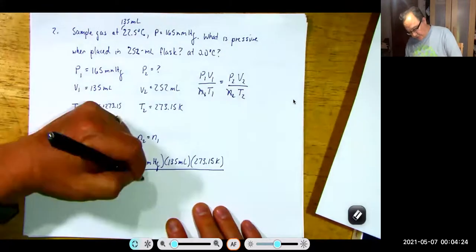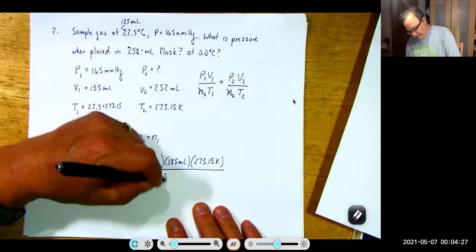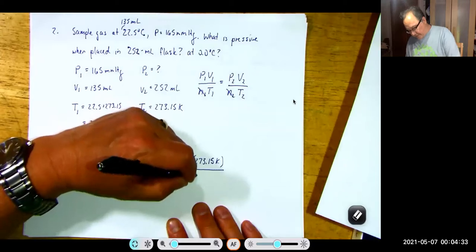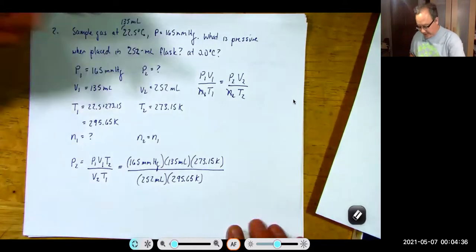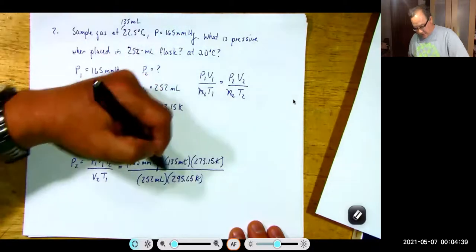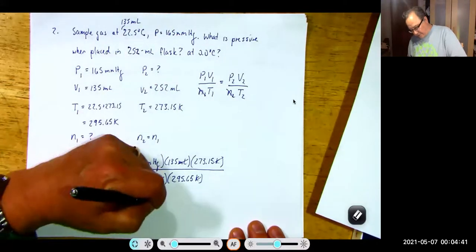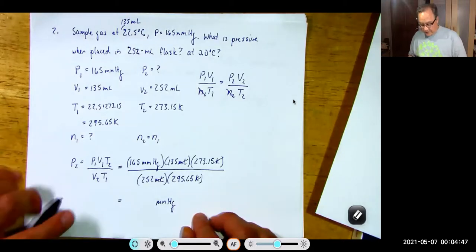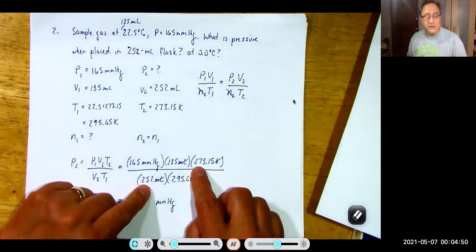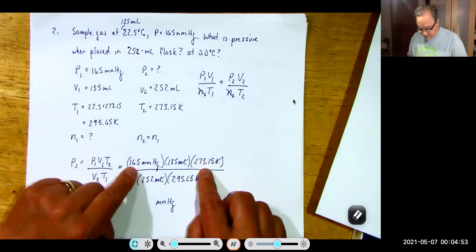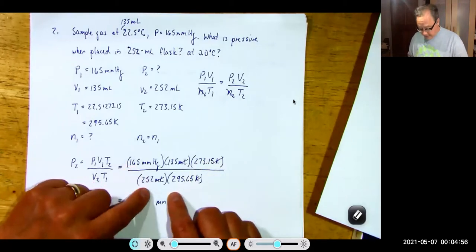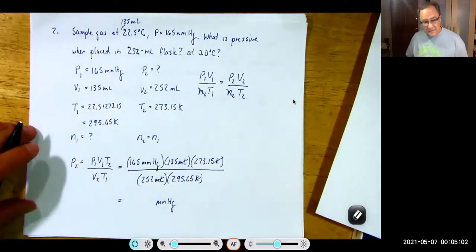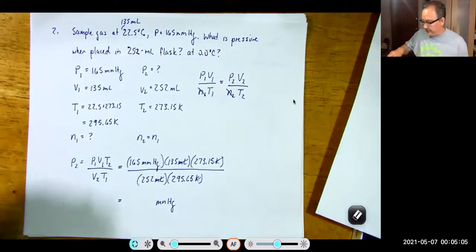So V2 is 252 milliliters. And then we have 295.65 K. So there's the setup. The K's cancel, the milliliters cancel, and we'll be left with millimeters of mercury. And if we estimate the answer, we might say that 273 divided by 252 is about 1. We might say that 165 goes into 295 about 2 times. So 2 will go into 135 about, I don't know, 70 times. So the answer might be around 70-ish.